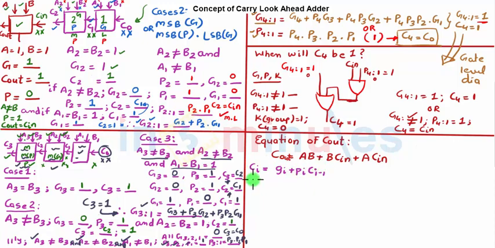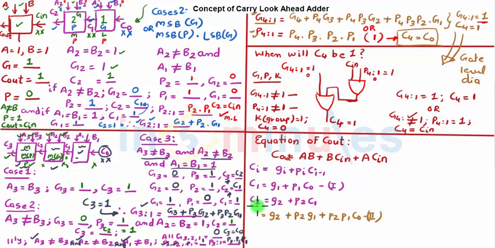Let's substitute i is equal to 1. That is C1 is equal to G1 plus P1 C0. Let's call this equation 1. C2 similarly is nothing but G2 plus P2 into C1. Let's substitute C1 from equation 1 here, which is nothing but G2 plus P2 G1 plus P2 P1 C0. This is equation number 2.